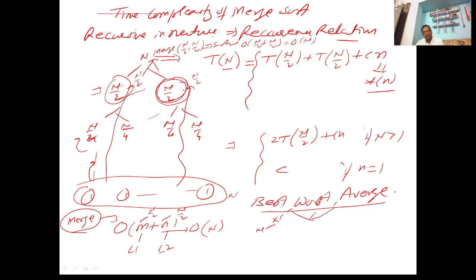It has to divide the list into n upon 2 and n upon 2, and then reach one-element lists, and then it starts recombining. So this process is not affected by the nature of the list, whether it is sorted, unsorted, or whatever way the list is. This process is going to remain the same. So its time complexity is going to be represented using the same recurrence relation. Fine. Now try to solve this recurrence relation.